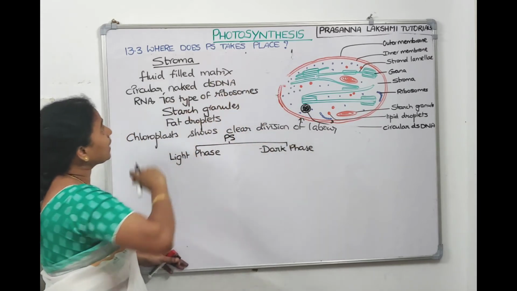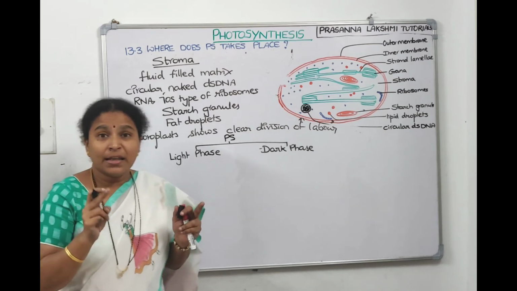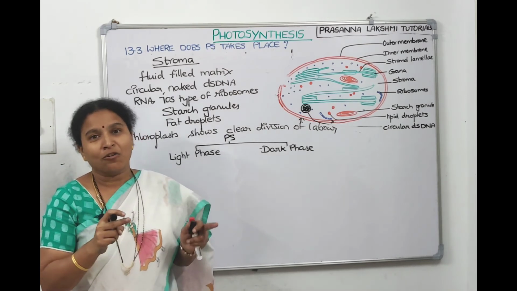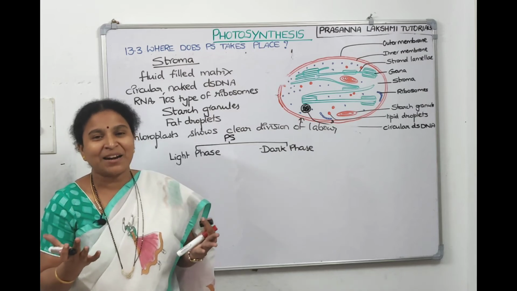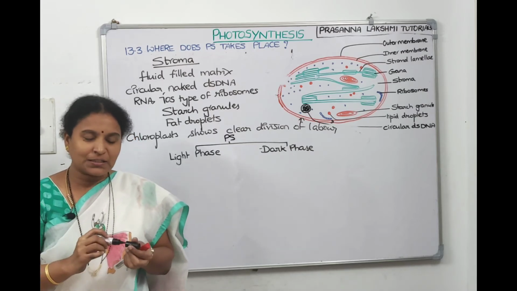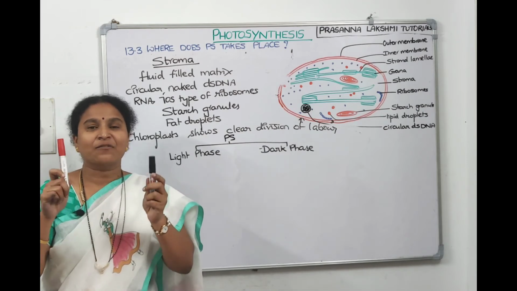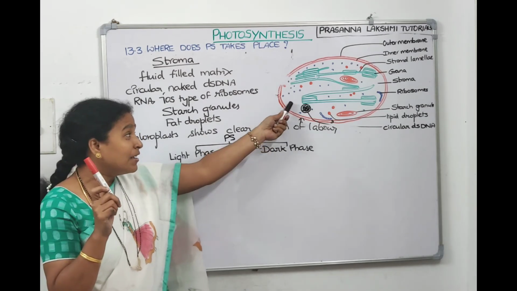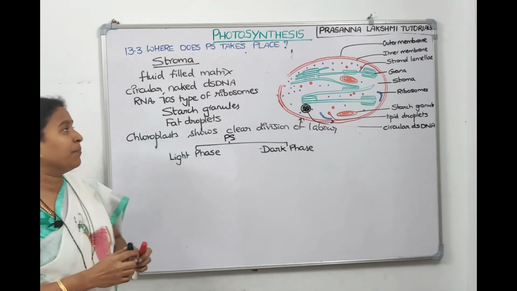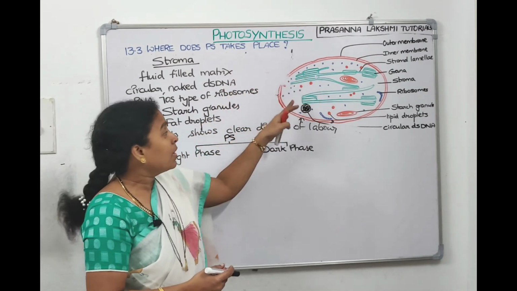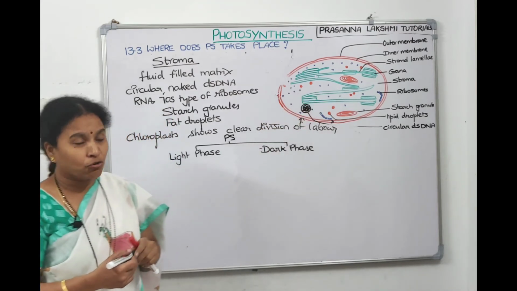Where will photosynthesis occur? It occurs in the leaf. In the leaf where? In the mesophyll cells. In the mesophyll cell where? In the chloroplast. So we came to know that photosynthesis has two steps, light phase and dark phase. Where will the light phase happen, and where will the dark phase happen? These thylakoid membranes form grana, whereas the fluid matrix is called stroma.